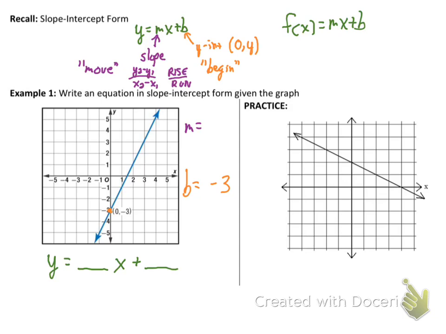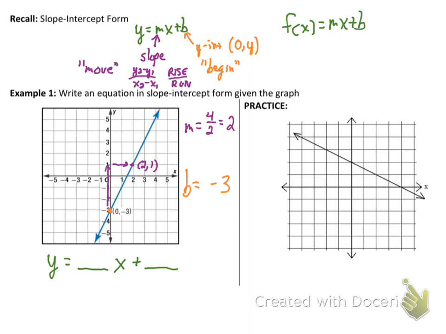Now what I'm going to do next is I'm going to identify another point on that line. Looks like the next nice point is going to be 2, comma, 1. And so to get to that point, I'm going to go up 1, 2, 3, 4. I'm going to rise 4. I'm going to run 1, 2, positive 2. So if I simplify that slope, that's going to give me a slope of 2.